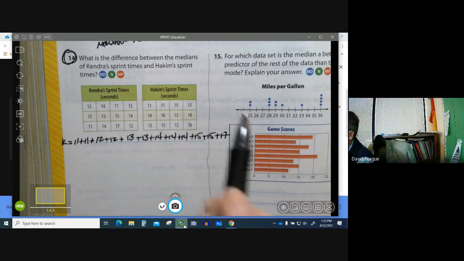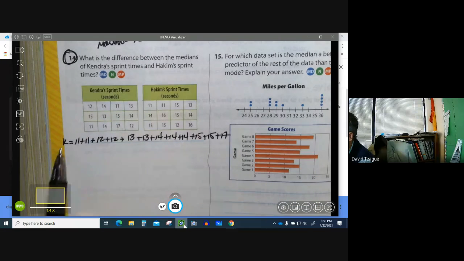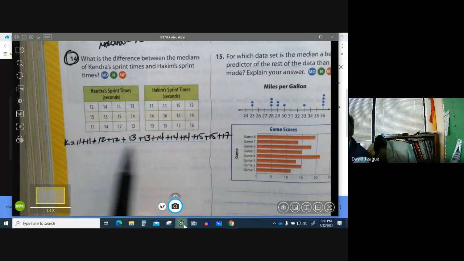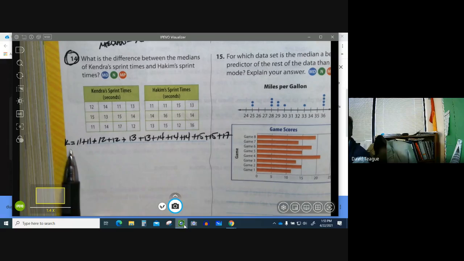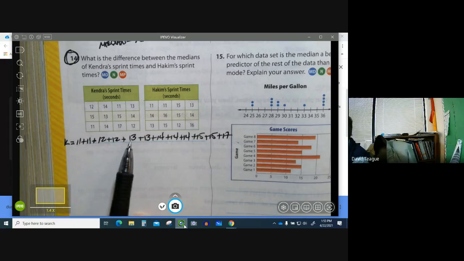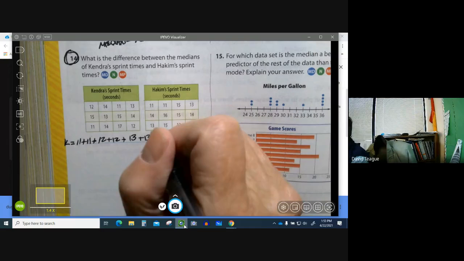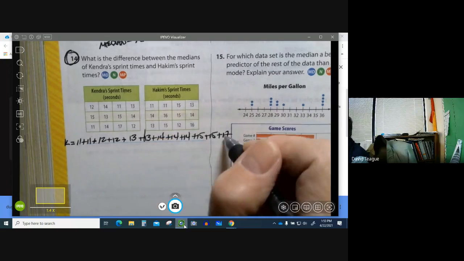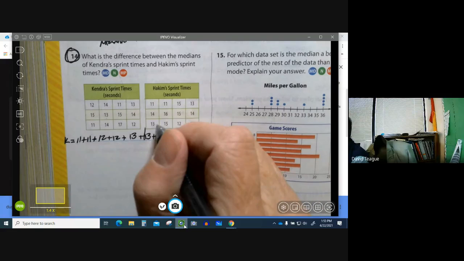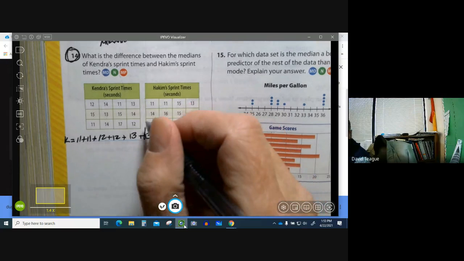Okay. So the middle, we have to find the middle. How many numbers do we have? We have 12 numbers. So we won't have an odd number. So we have to count from both ends, right? So 1, 2, 3, 4, 5, 6. So that's right there. 1, 2, 3, 4, 5, 6. So it's right there.